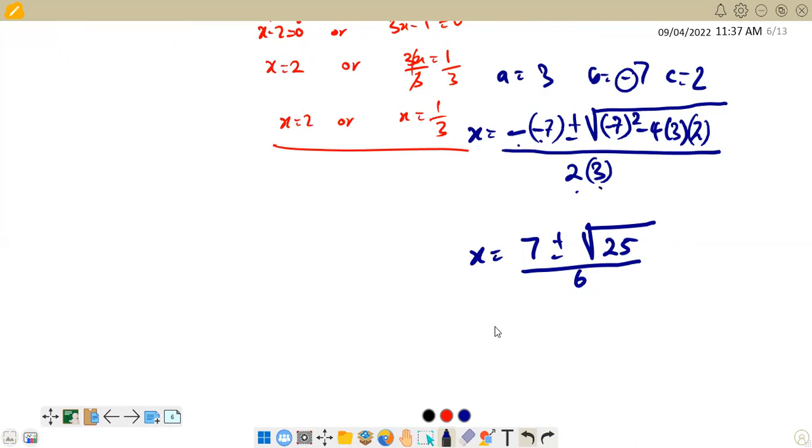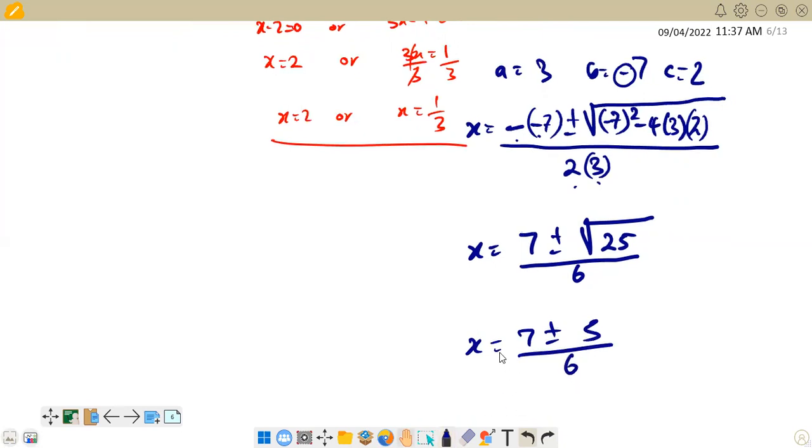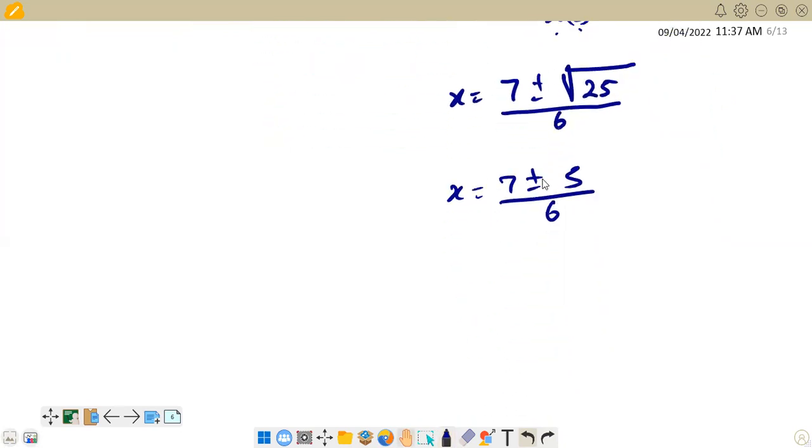And we know that the square root of 25 is 5, so we're going to have 7 plus or minus 5 over 6. So how am I going to find x separately now, because I'm having plus or minus here? I'm going to separate the first one with a plus. That's 7 plus 5 over 6. Or the other one, with a minus, is going to be 7 minus 5 all over 6. So that is the case in this part.